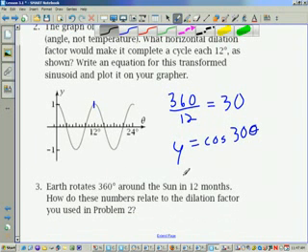The Earth rotates 360 degrees around the Sun in 12 months. How do these numbers relate to the dilation factor in problem 2? Well, the 12 months represent 1 year, so each year the temperature patterns are just repeating again and again.